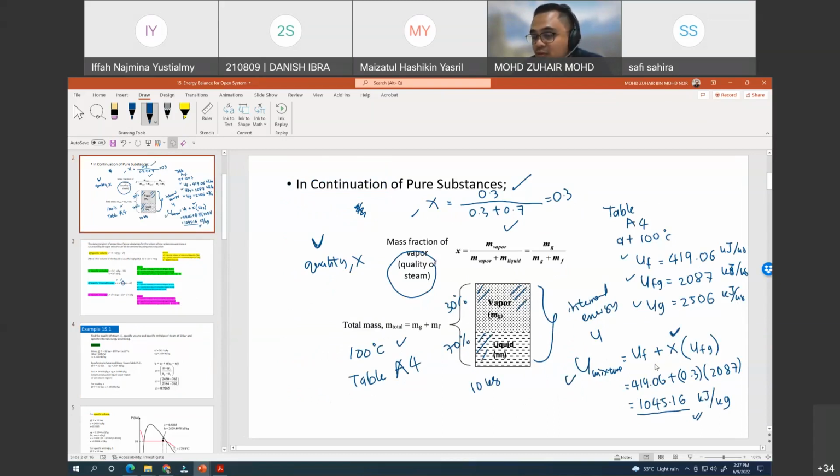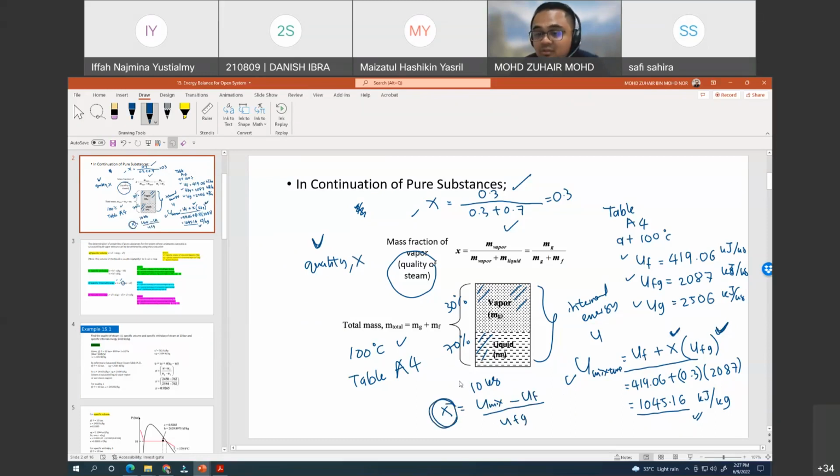So what you need to do is rearrange this formula. X is equals to U mix, or U, minus UF, divided by UFG. Right? So you can get X at the end.